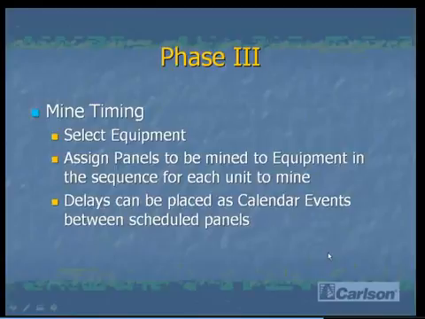The process in phase 3 of the workflow is very straightforward. We do the mine timing, we select the equipment from a list. We assign the panels to be mined to the equipment in the sequence for each unit to mine. Delays can be inserted as calendar events between the scheduled panels to represent delays, for example, unit moves between panels and things like that. This process is very straightforward.